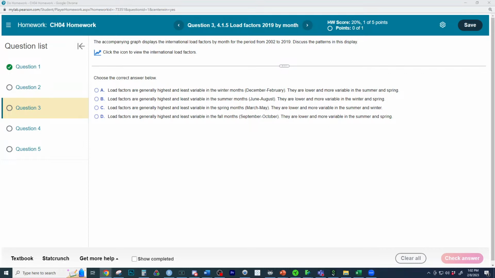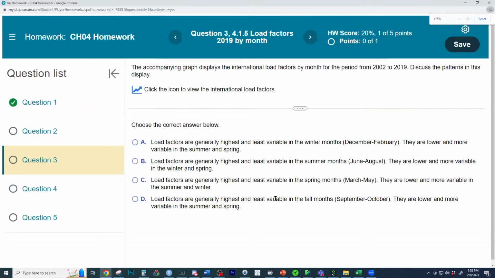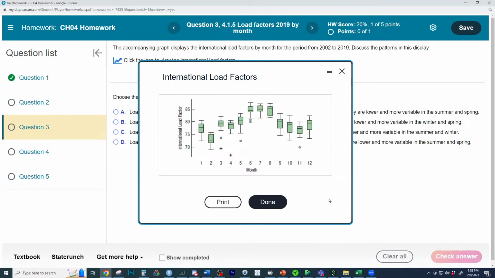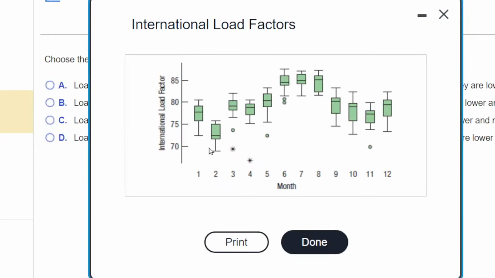For homework, question 3. Okay, let's talk about how to do this right here. This one says the accompanying graph shows load factors. And let's take a look. We're seeing box plots now. So we have side-by-side box plots, and they're very ideal for comparing multiple distributions. Once again, they are ideal for comparing multiple distributions.